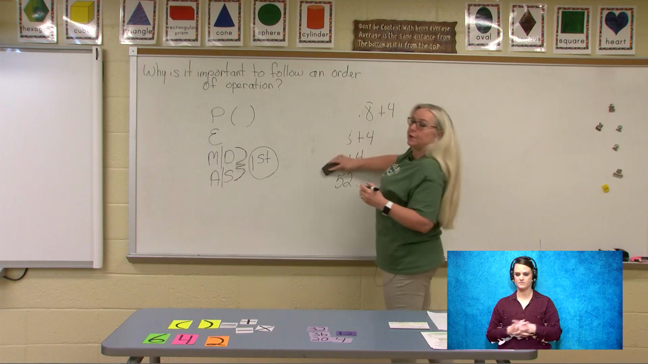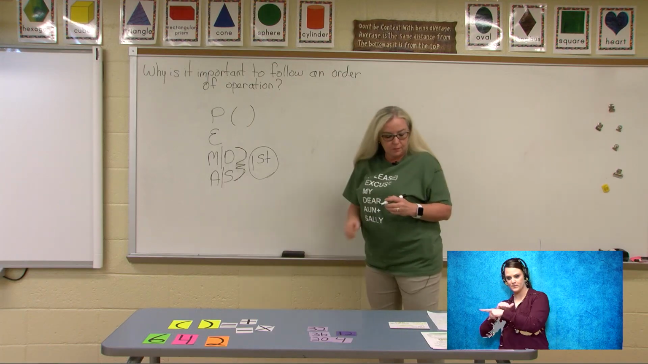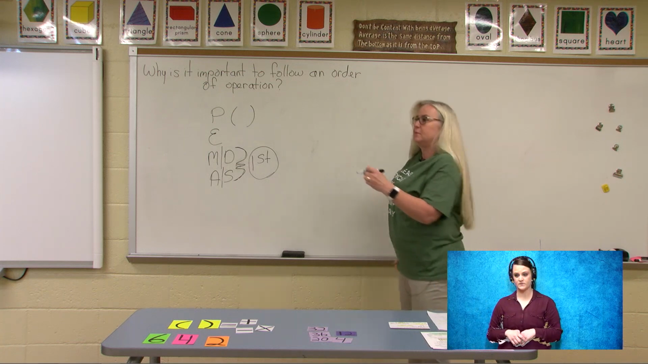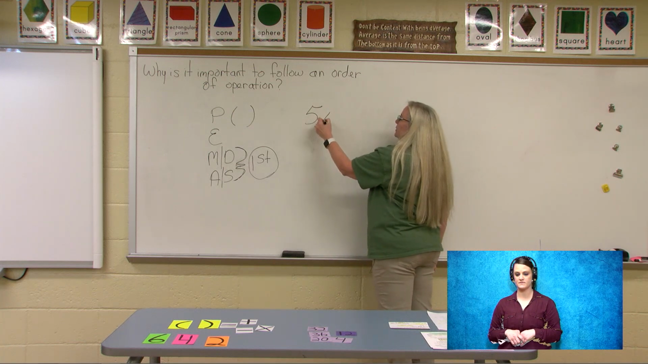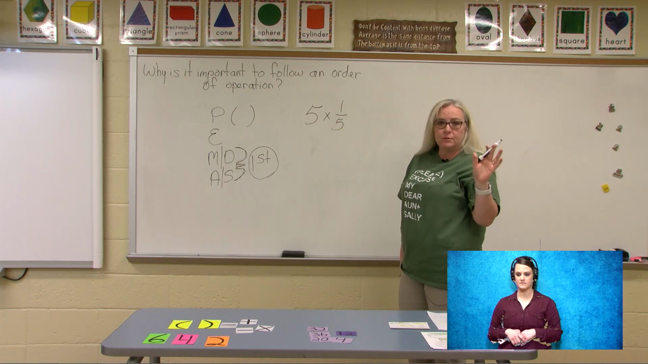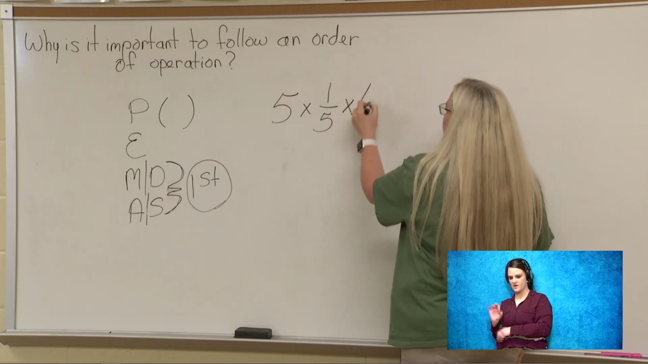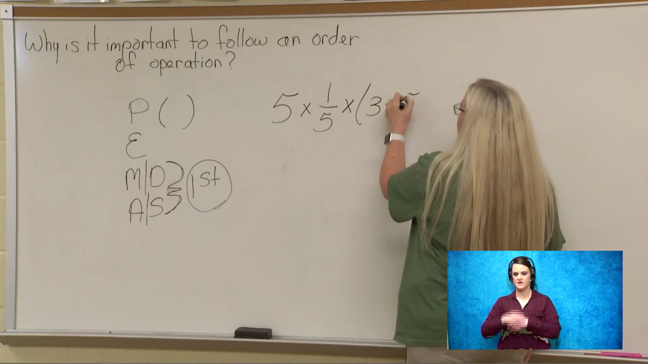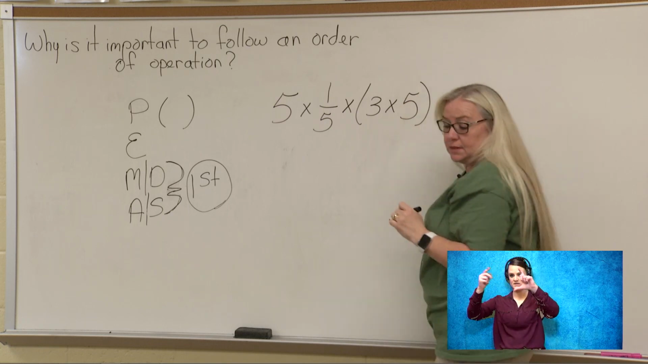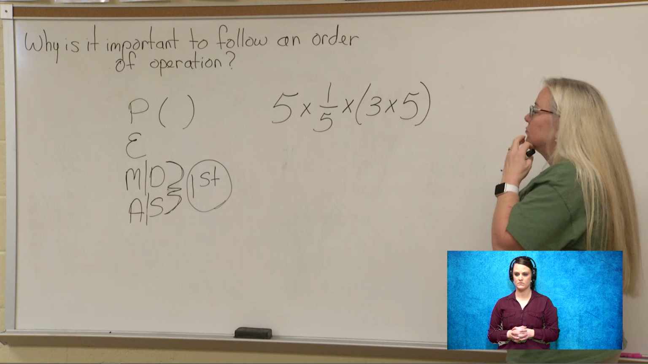I'm going to throw a fraction in on you for practice. Let's do a practice one. 5 times 1/5. I know, it's just one fraction, it's okay. Times 3 times 5 in parentheses.